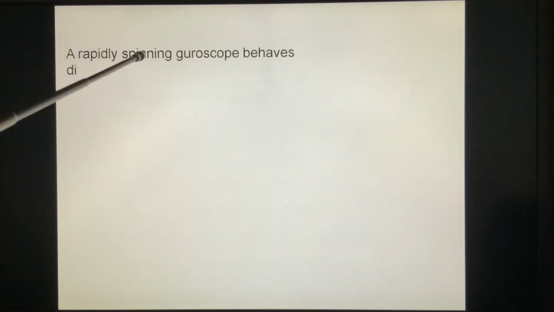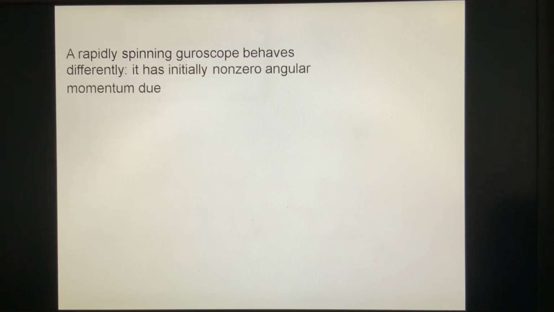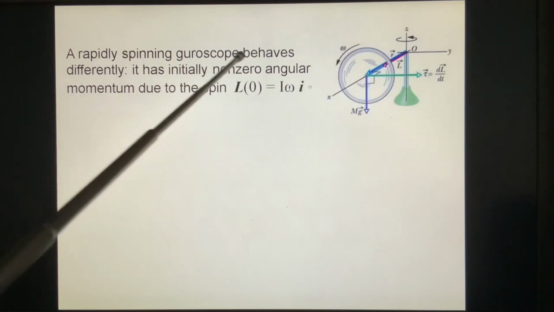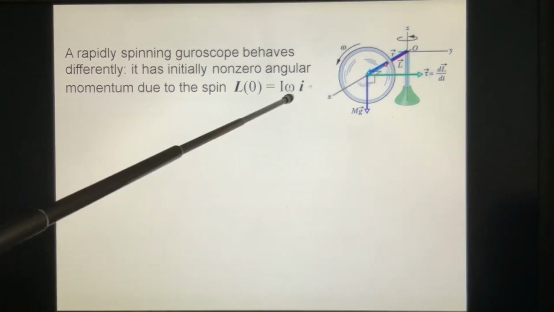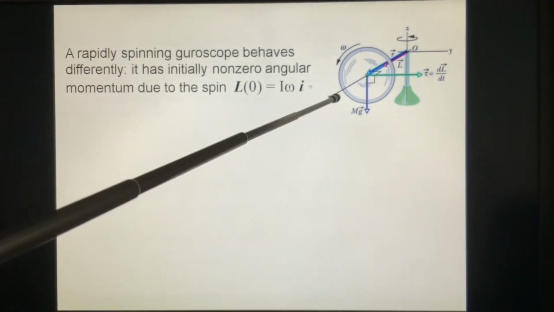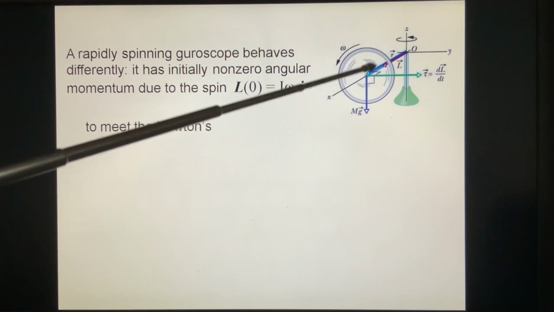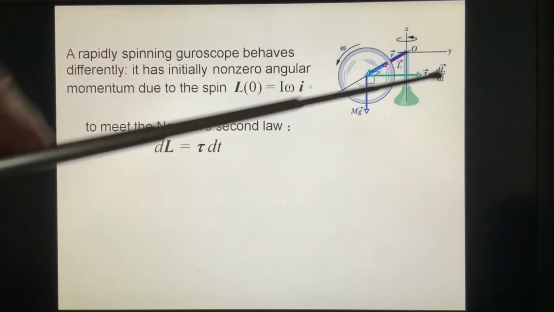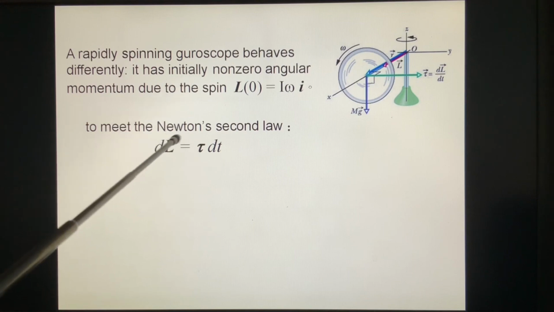If you have a rapidly spinning gyroscope, it behaves differently because it has an initial non-zero angular momentum due to the spin. Initially it is I omega, along the x direction. Then we have a torque around the y. This is mgr, the torque. So what I see is that dL has to change. The dL should be along the y direction.